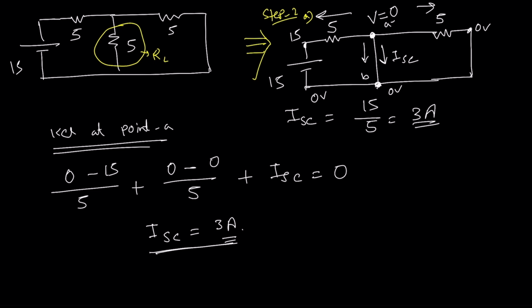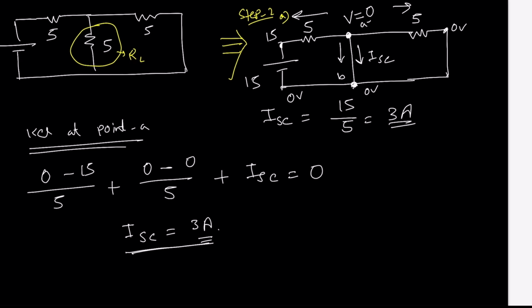Now go to step 3. That means we now need to calculate the equivalent resistance Req or RN. Req or RN is exactly the same as the Thevenin resistance. For that, first redraw the circuit: 15, 5, 5 and 5. So what is the step? This is step 3a. What do we need to do?